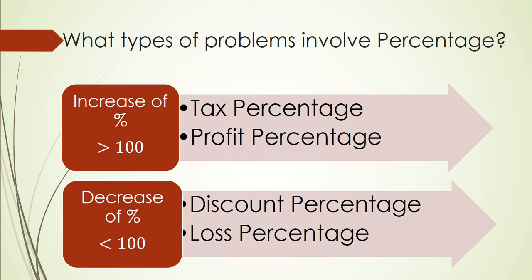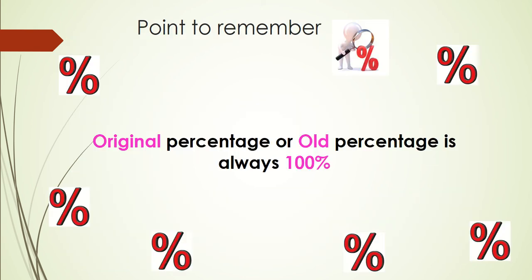Basically, percentage problems are based on two types. Either we are going to have an increase of percentage, which is more than 100, or a decrease of percentage, which is less than 100. When we are talking about tax and profit percentage, we are increasing the percentage to more than 100. And when we are talking about discount or loss, we are decreasing the percentage to less than 100. One point you should remember is that the original value's percentage is always 100%. It is not mentioned in the problem, but you have to write it yourself.